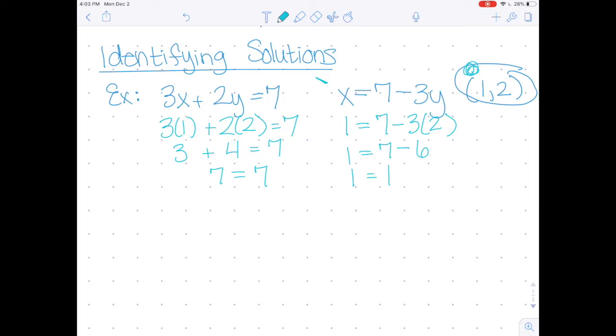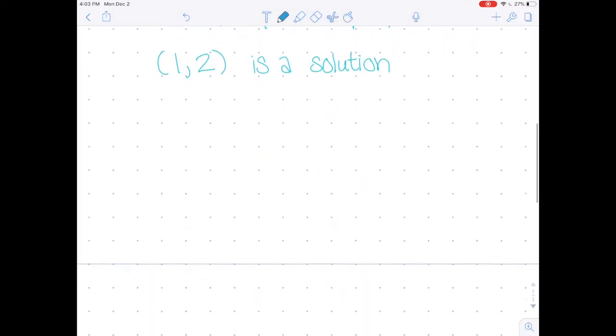So we would say, yes, this is a solution. So the ordered pair 1, 2 is a solution to these equations. If it doesn't work, we would say not a solution. Okay, so let's try another example of this.